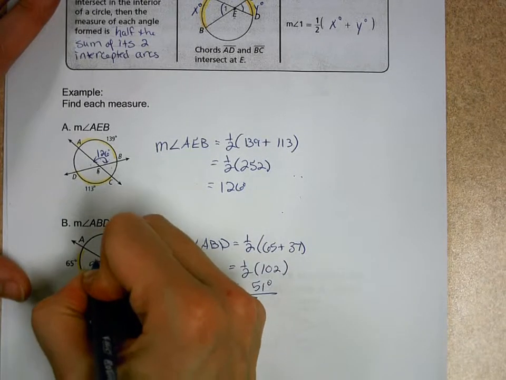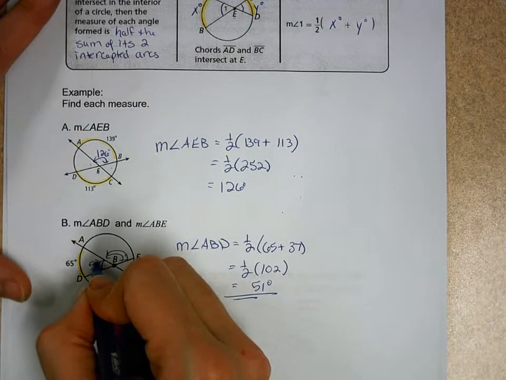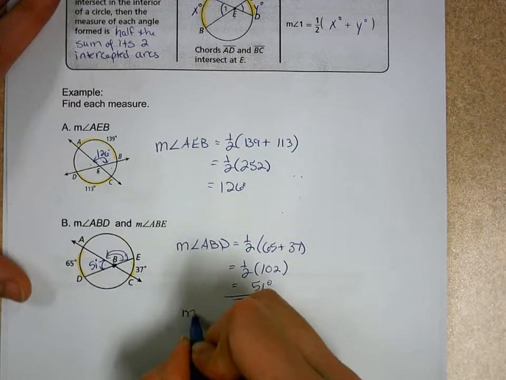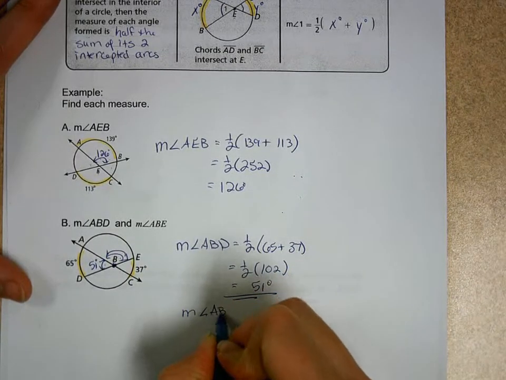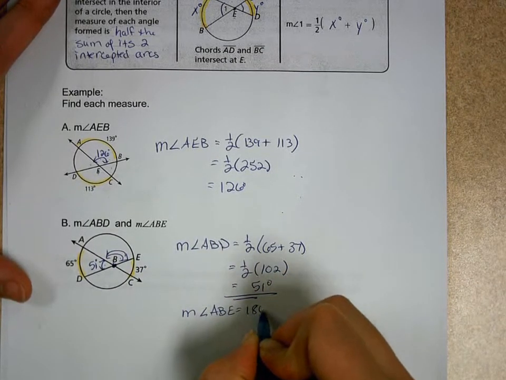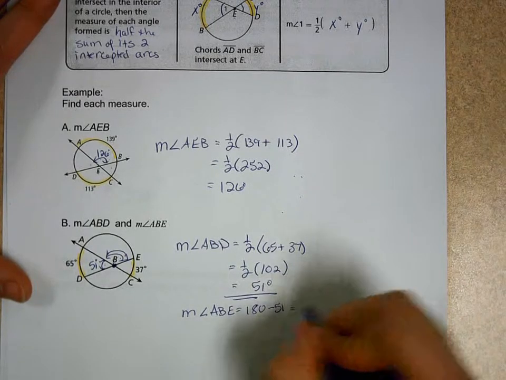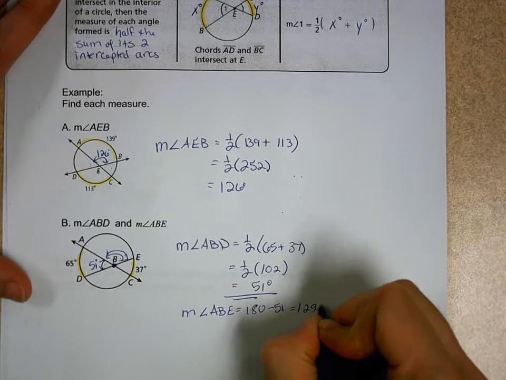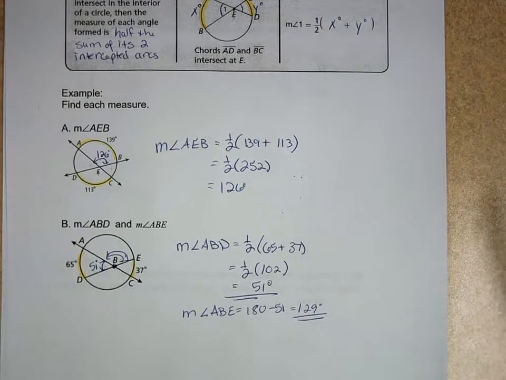So this is 51. Well, what do I know about these 2 angles? Well, they're supplementary because they're a linear pair. So the measure of angle ABE is 180 minus 51, and it's going to be 129 degrees. All right, hopefully that helps us on this page.